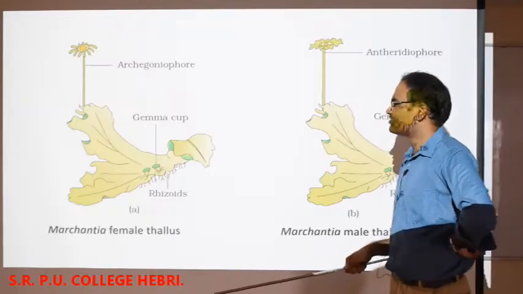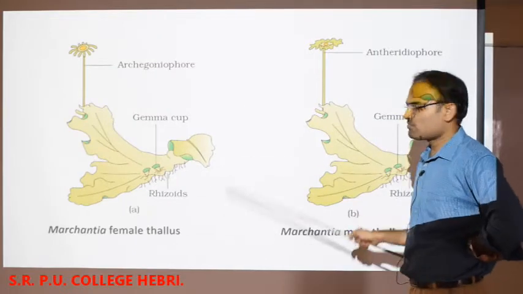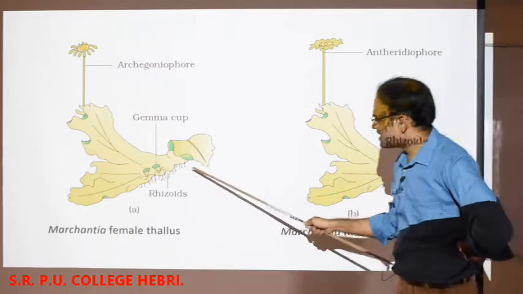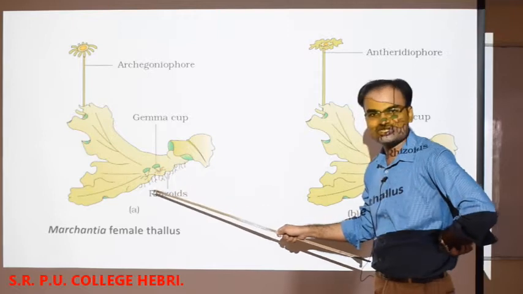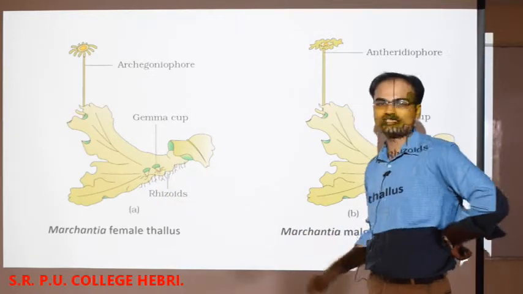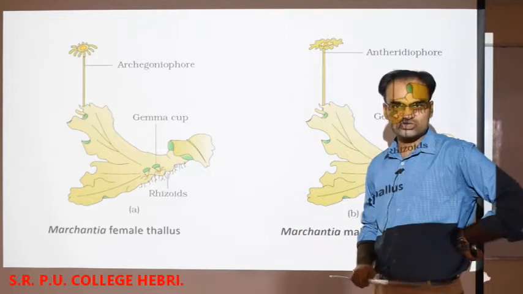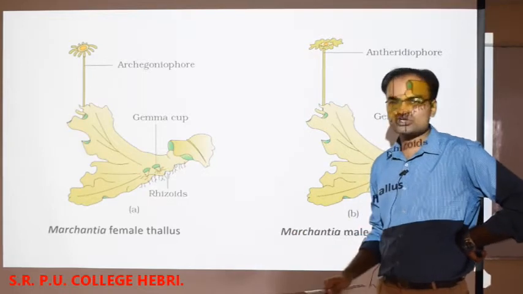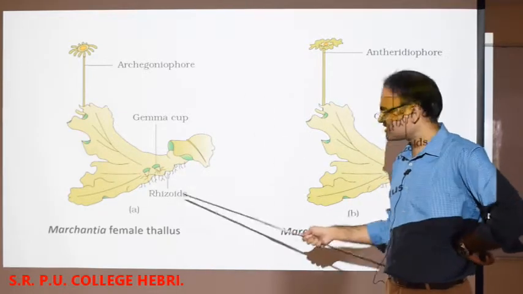So let's see a diagram there. So this is the diagram of Marchantia. Here you can observe small hair like structures, root like structures called rhizoids, but these are not true roots. Rhizoids are not true roots, but they are root like structures.